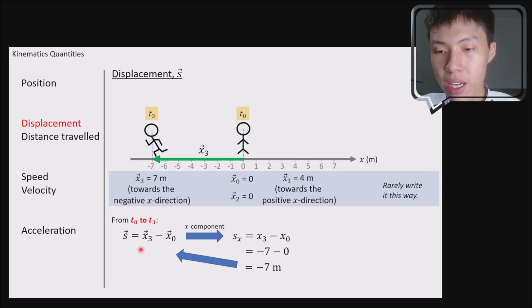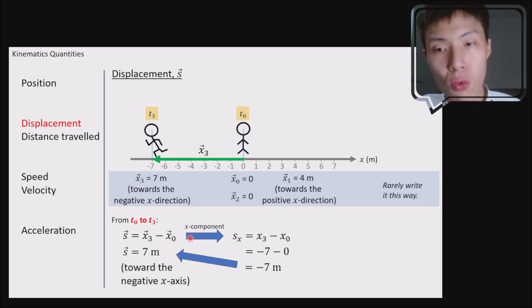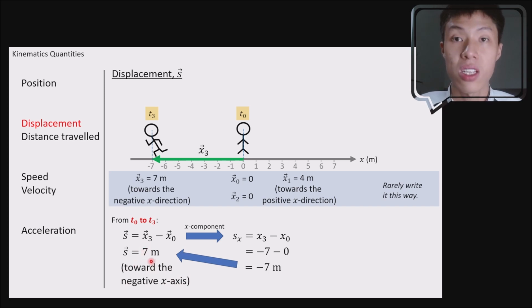So if you bring it back into this, we write the magnitude as 7 meter. Magnitude of a vector is always positive, then the direction is towards the negative x-axis. The negative here is the direction, right? We represent it as the direction here. We don't put a sign into our magnitude here.